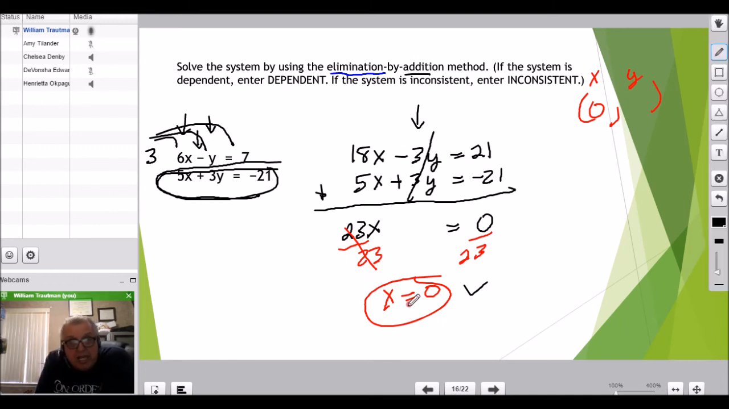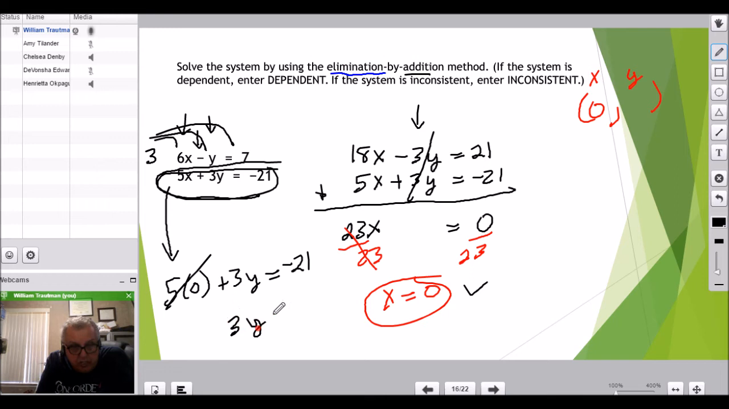Okay, so x is 0. I want to use either one of these equations. Pick any one. I'm picking the bottom, and I'm going to plug 0 into the x and find out what y equals. 5 times 0 is 0. I'm left with 3y equals negative 21. Divide both sides by 3.